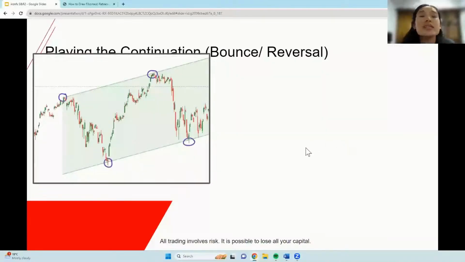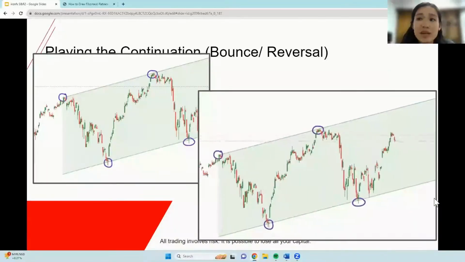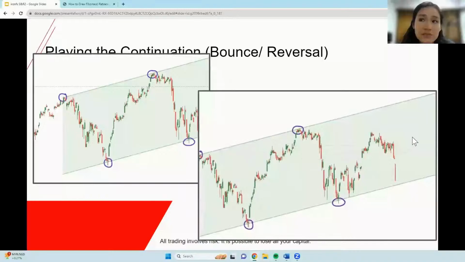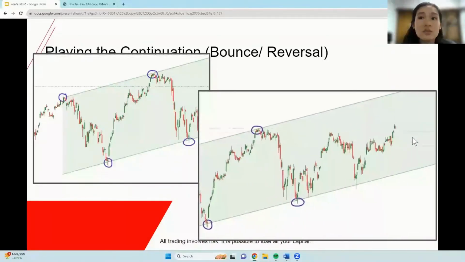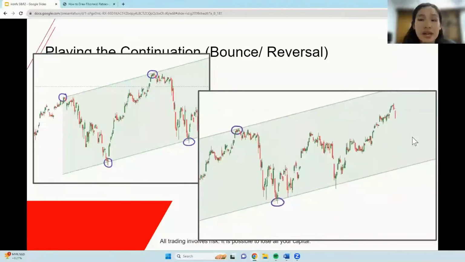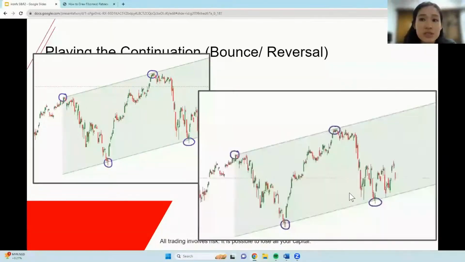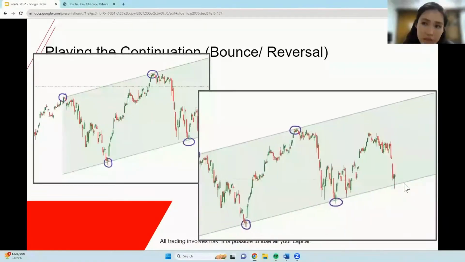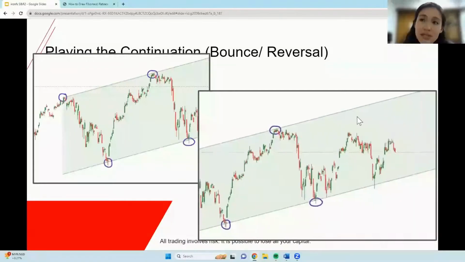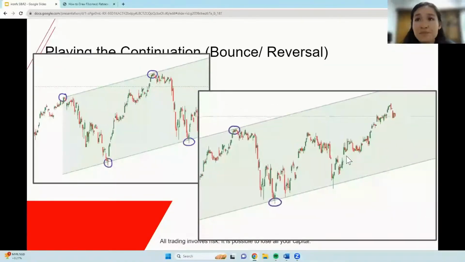Okay, so in this example, I have an ascending trend channel, and price is moving within the trend channel. In this case, I'm playing the continuation, and the continuation is simply an uptrend. When I say bounce or reversal, I'm looking at price bouncing off of the trend channel, which you see over here. It bounces off it and moves within the trend channel. So that's why we say continuation.